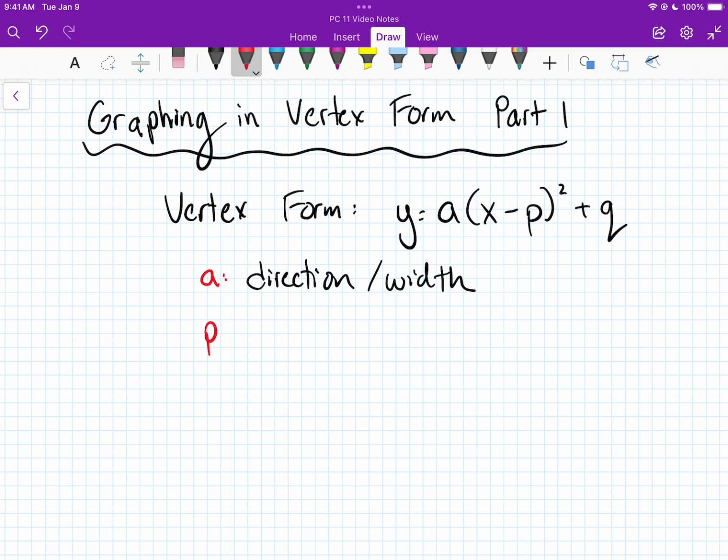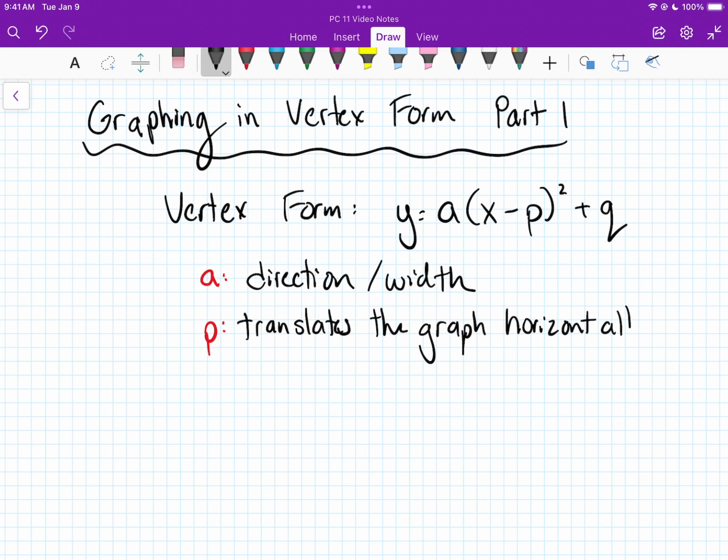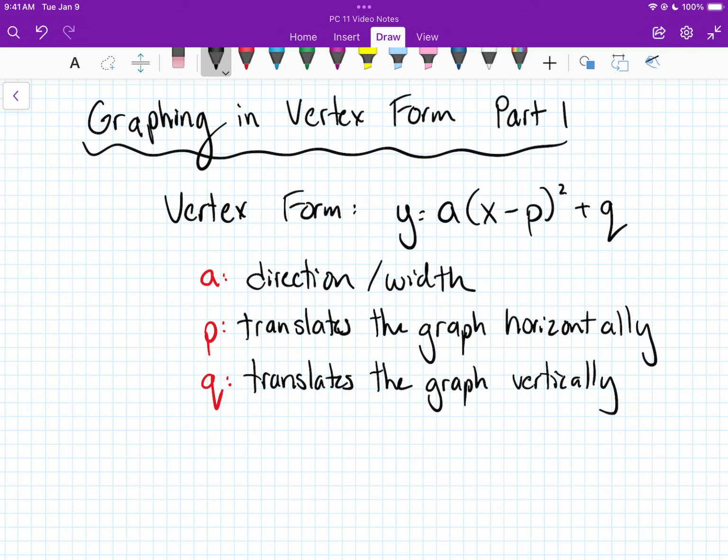p translates the graph left or right, so horizontally. And translate just means moves it side to side without affecting the shape. q does the same thing, except it moves it vertically. So up and down. And so positive p values move the graph right, negative p values move the graph left, and positive q values move up while negative ones move down.